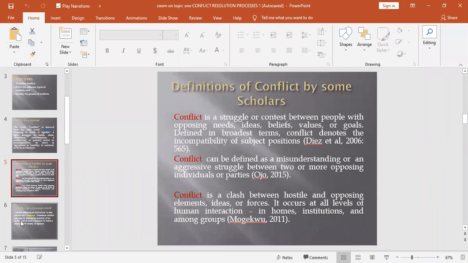The second definition we'll be looking at is that of Ojo, and Ojo defined conflict as a misunderstanding or aggressive struggle between two or more opposing individuals or parties. The last definition that we'll be looking at in this lesson is that of Mojeko, and it defined conflict as a clash between hostile and opposing elements, ideas, or forces that occurs at all levels of human interaction in homes, institutions, and amongst groups.